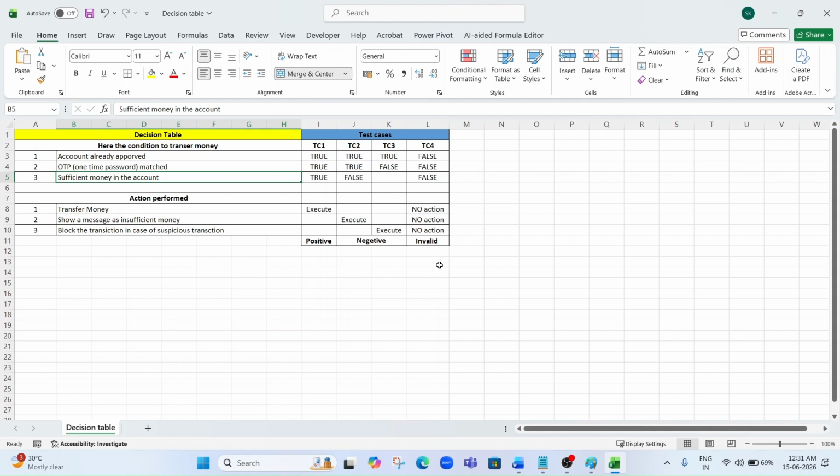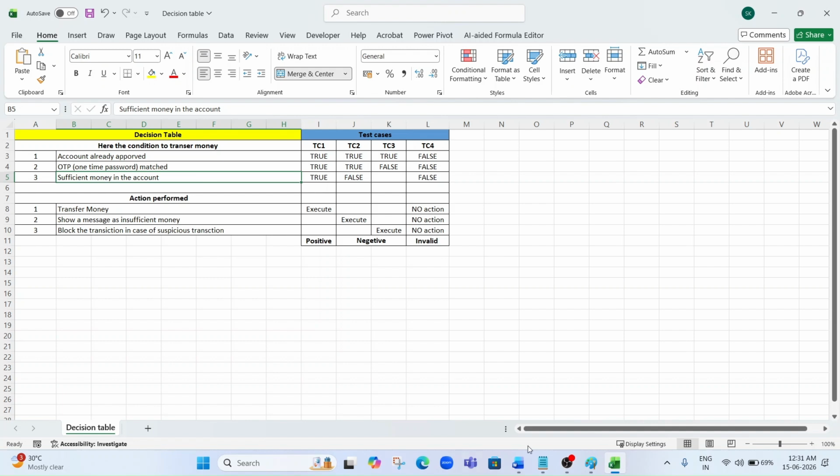So this process is known as a decision table, because if we have more conditions and actions, then we use a decision table. So this technique is known as a decision table. You can use this scenario in daily use also.